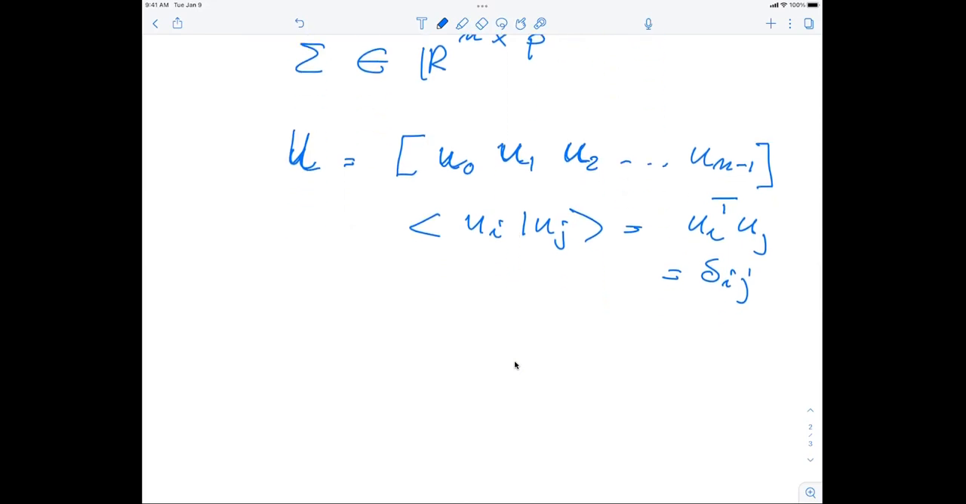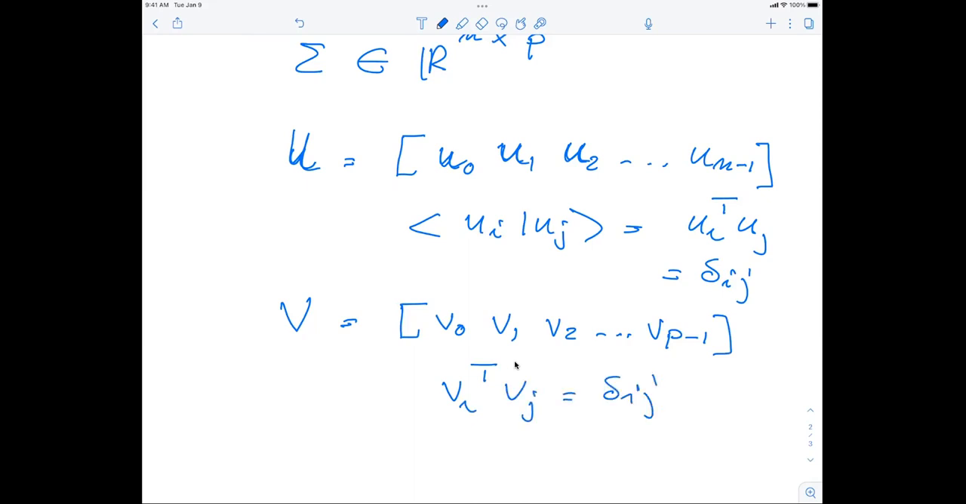The same happens with the matrix V. That has its own vectors, V0, V1. So for the matrix U, every vector has n elements. Similarly, the vectors of V have p elements, because V is a p times p matrix, up to p minus 1. And again, V_i transpose times V_j is delta_ij here.